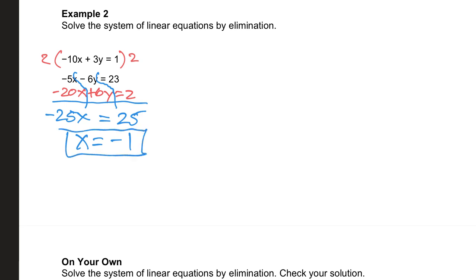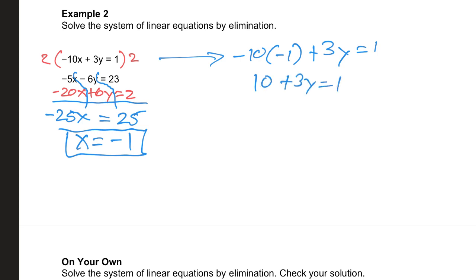Now that I have that, I can take either equation, and I might do this top one here, plug in the -1. So I'm going to write down -10 times -1 plus 3y equals 1. And that's going to be 10 plus 3y equals 1. Subtract 10 from both sides, I get 3y equals -9. And we divide, you get y equals -3. So our answer is (-1, -3).